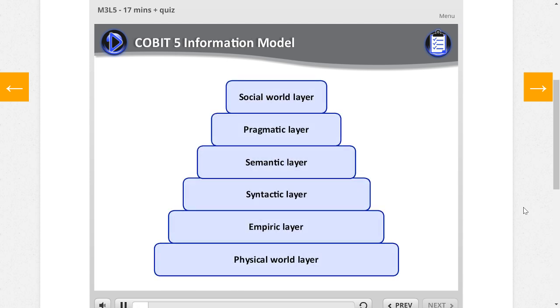The next topic in the lesson is the information model proposed in COBIT 5. The model is constructed in 6 layers, each of which has its own set of attributes or characteristics. It's important that you remember these for the exam. The diagram on your screen illustrates these layers. We'll look at the attributes of each one over the next 6 screens.